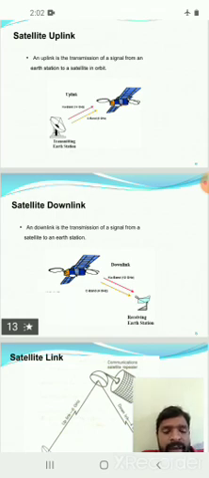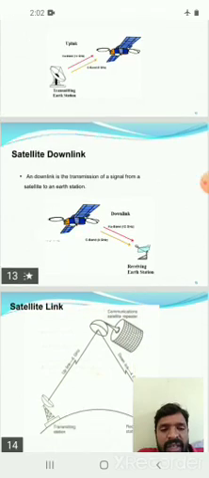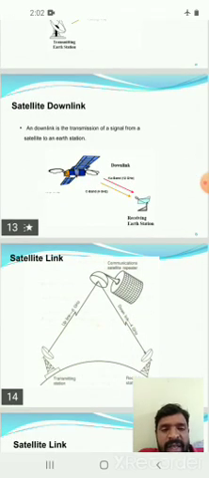Here two bands are mostly used, C-band and Ku band. C-band uses an uplink frequency of 6 GHz and a downlink frequency of 4 GHz. For Ku band, the uplink frequency is 14 GHz and the downlink frequency is 12 GHz. In this way, the satellite uplink and downlink frequencies are categorized.